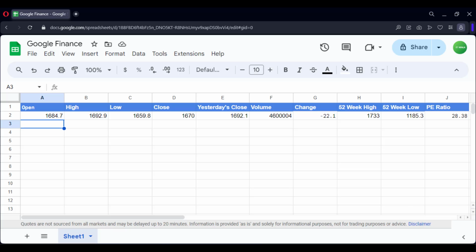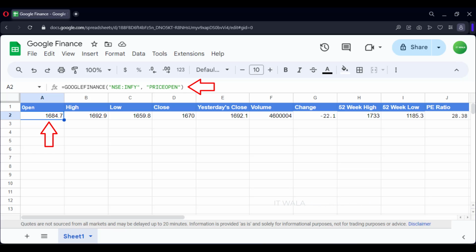And you can see various kinds of stock data in several columns, like open, high, low, close, yesterday's close, volume, etc. Let's see how to get this data from Google Finance. If I click this cell under the open column, you can see some formulas written here. This is the Google Finance function. The first argument of this function is the stock name.